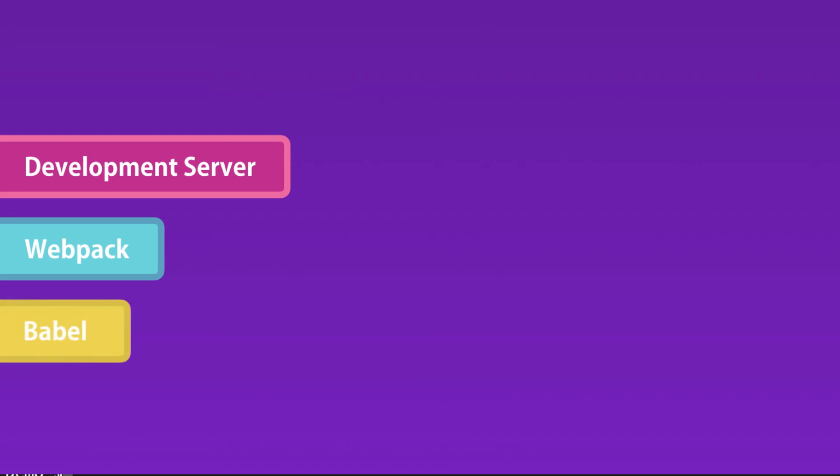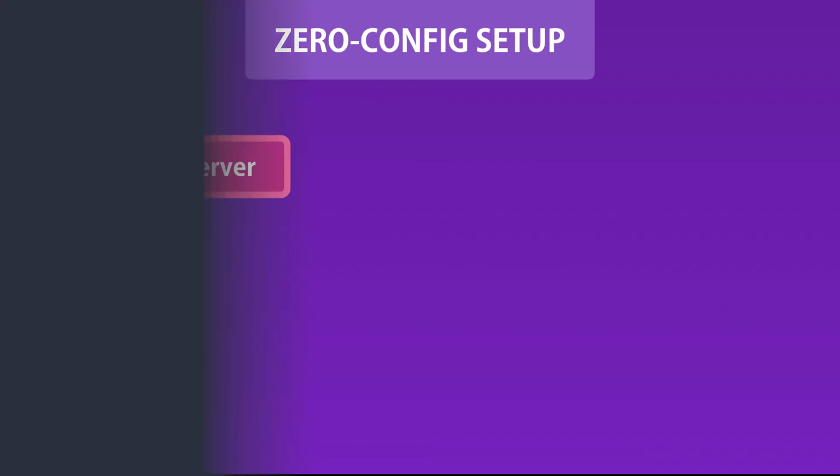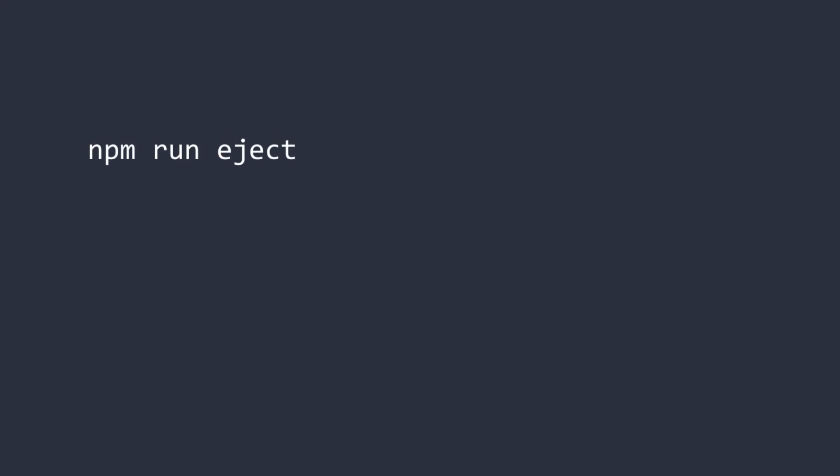So it's going to install a lightweight development server, Webpack for bundling our files, Babel for compiling our JavaScript code, as well as a bunch of other tools. So when you create an application using create React app, you don't have to do any configuration. All the configuration is done for you. However, if you want to customize this configuration for your production environment, you can always eject by running npm run eject. We'll look at this later in the future.